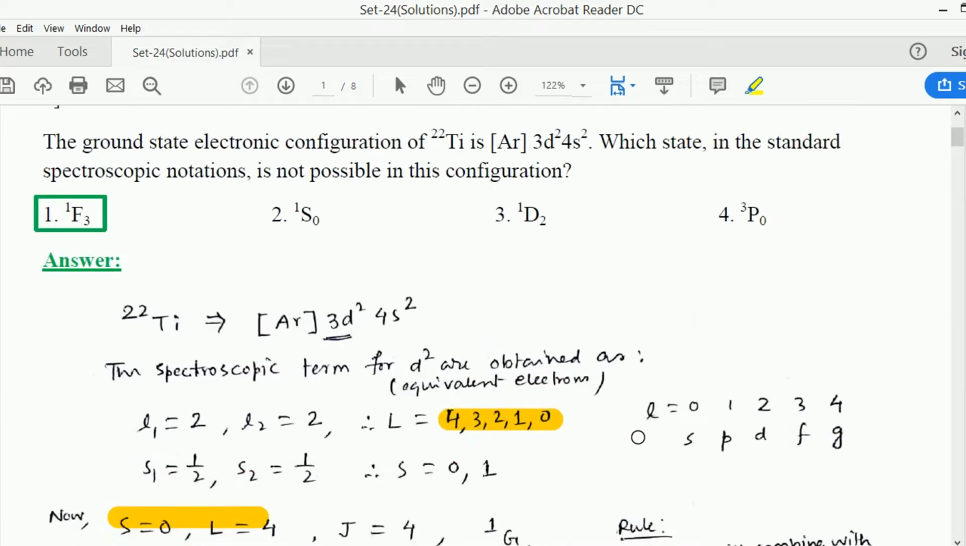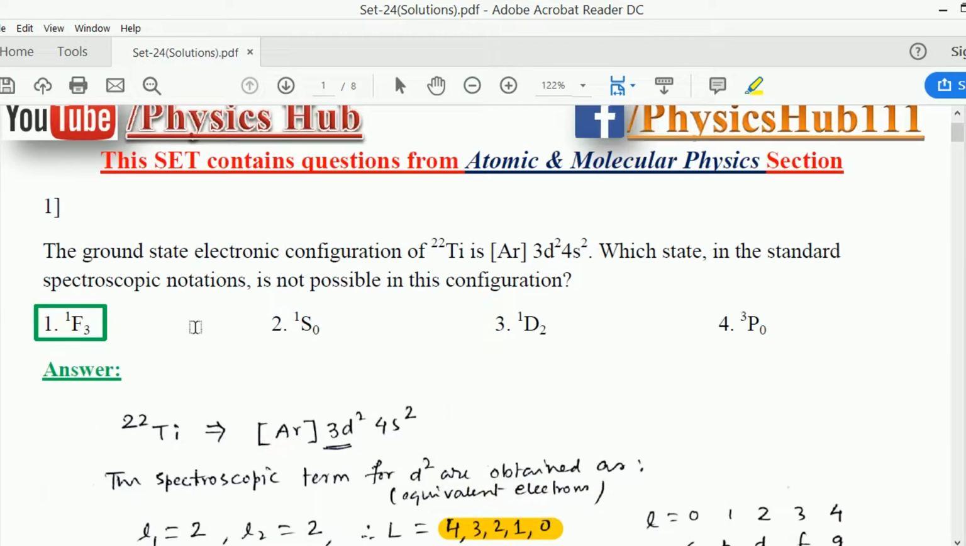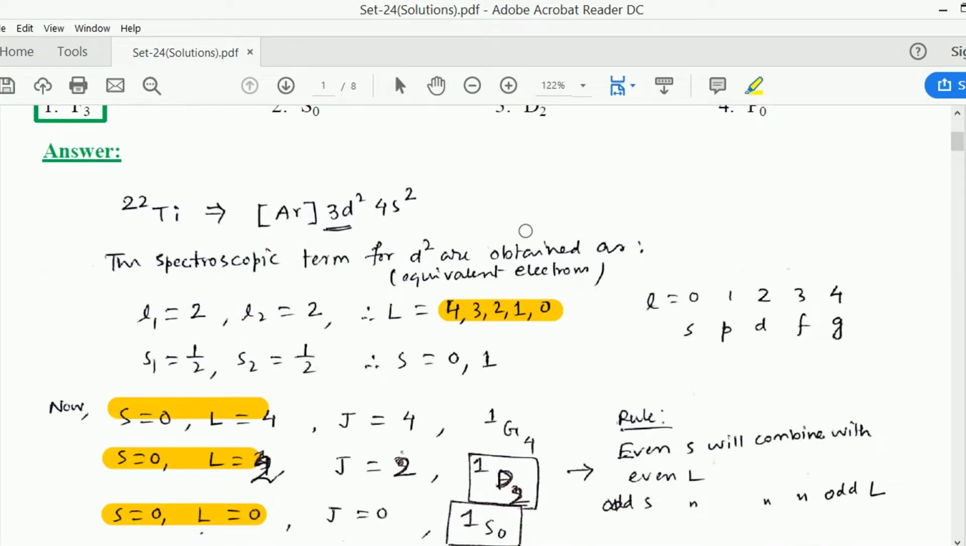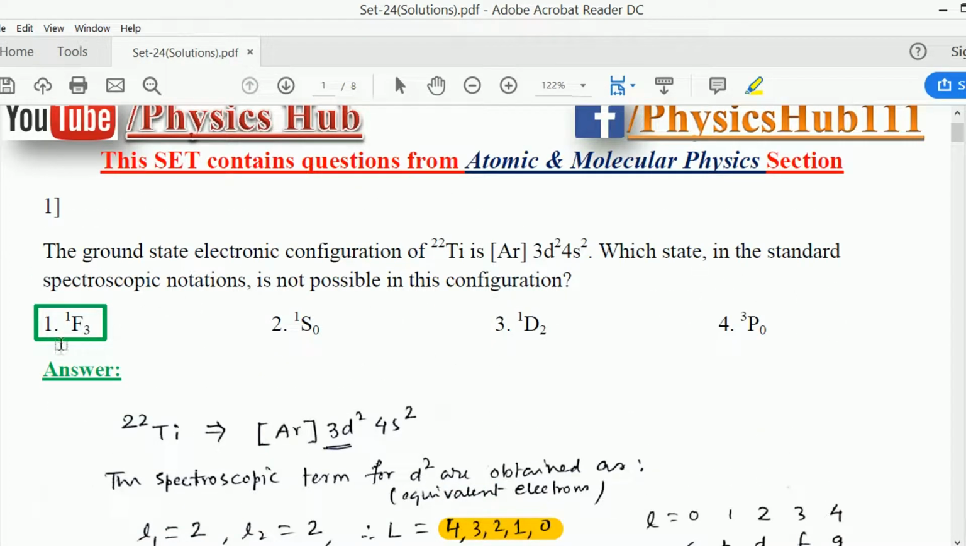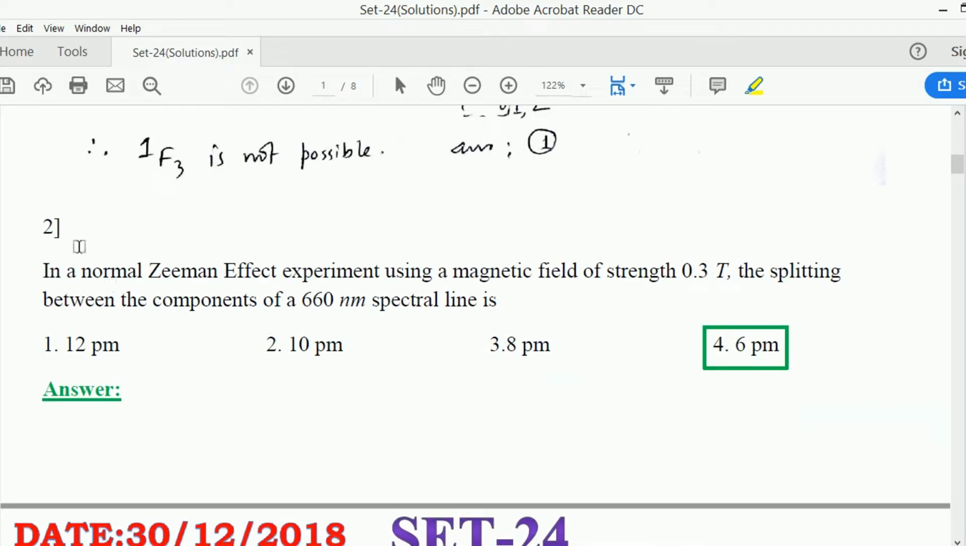And when we look at the options, we see that only 1F3 is not coming according to our calculation. So 1F3 is not possible in this configuration. So 1F3 means option 1 is the correct option. Moving on to question number 2.